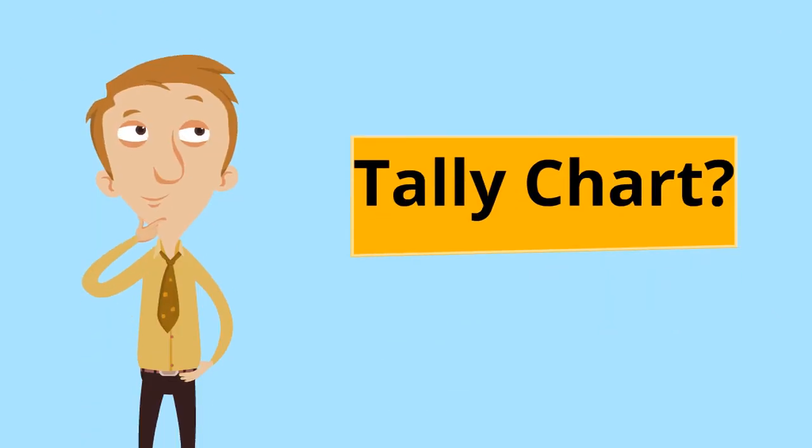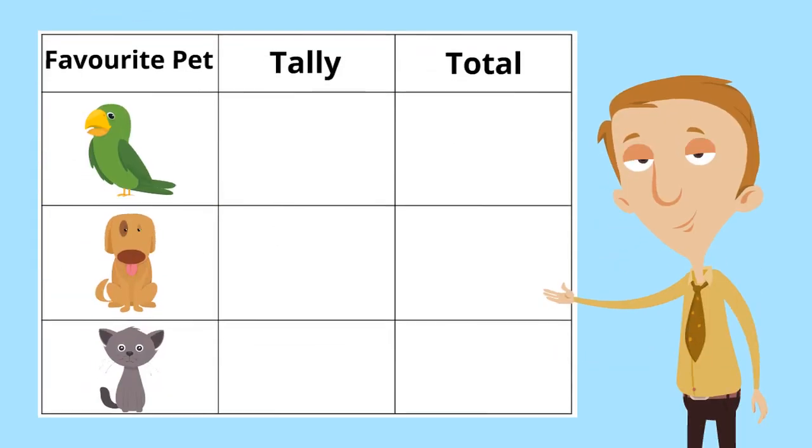Have you ever heard of a tally chart before? It's something that's very useful to use when we're talking about lots and lots of data. Pause the video and see if you can remember what a tally chart looks like. Here is an empty tally grid showing some of the favourite pets in our class. You see we've got birds, dogs and cats. As we ask people what their favourite pet is, we mark their answer in the correct box like this.